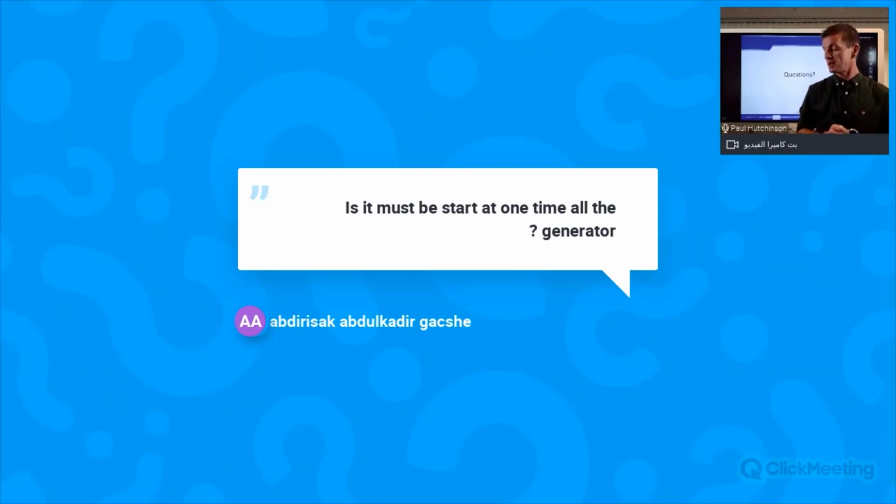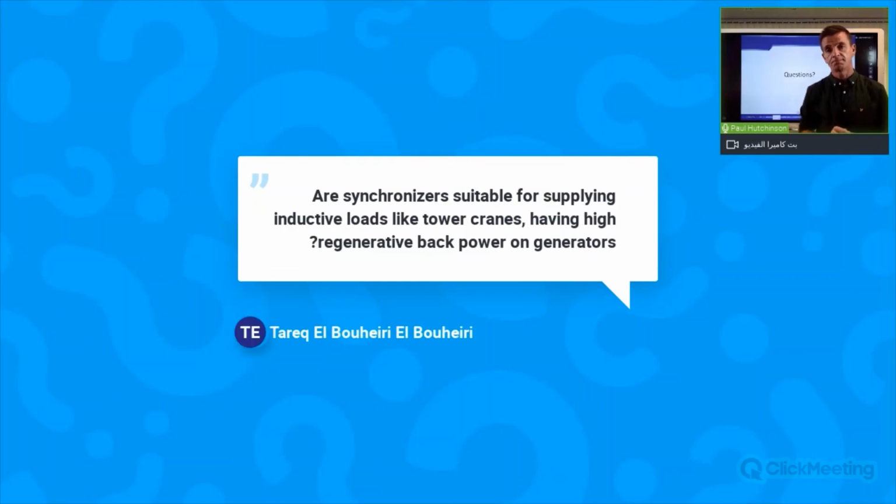Is it a must that all sets start at one time? The answer is they should, depending on how your system is working, whether you're in standby or in a prime application. But in a standby, once the mains has failed, the start signal should be sent to one genset, which should be talking to all the other sets, depending on how many you have. And then they should all start together, yes, or within a short space, half a second, a second of each other.